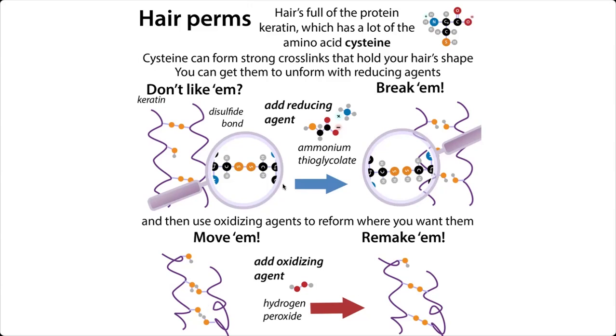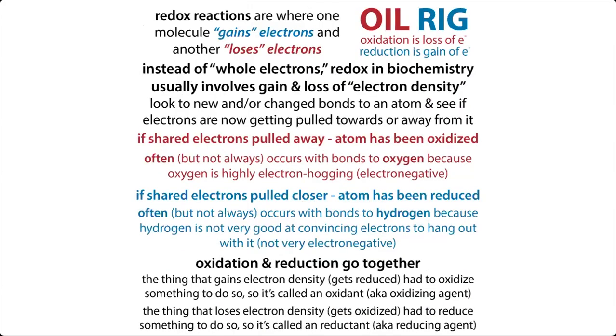If you use this reducing agent, you break up those crosslinks, and then you can add an oxidizing agent like hydrogen peroxide. Once you've put the hair in the shape that you want it in, that's going to allow these new bonds to form that hold in place this new shape, as opposed to the old shape that you didn't want. So if you were to break those bonds, then curl your hair up around curlers, then add this oxidizing agent, well, now those crosslinks are going to form, but they're going to form in the form that's going to hold together that new style. All of that has to do with redox.